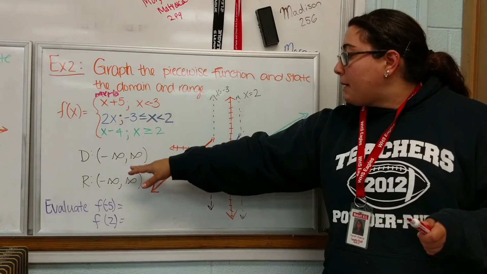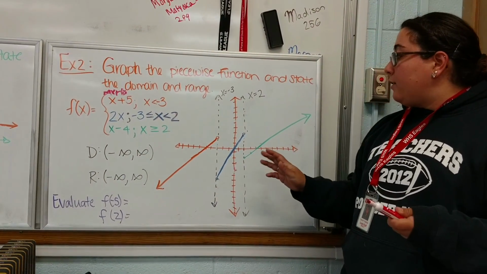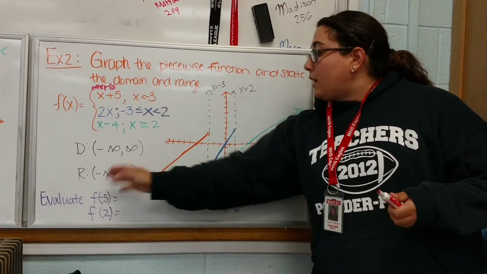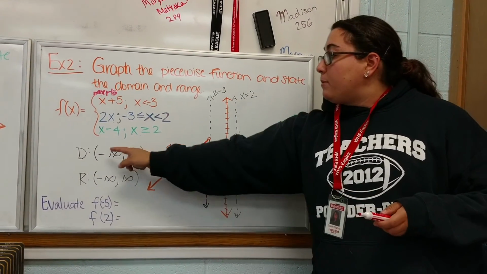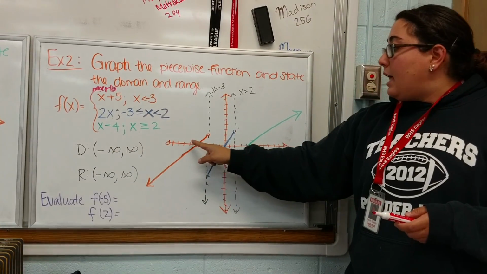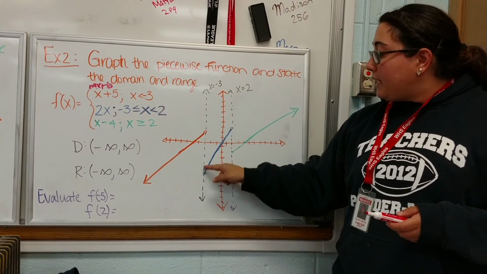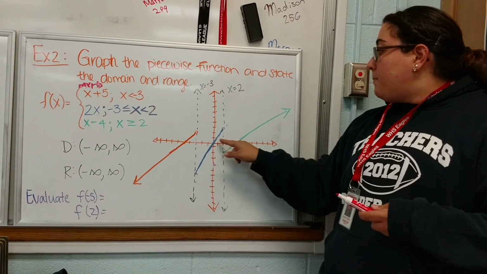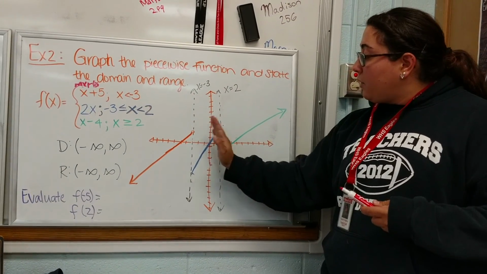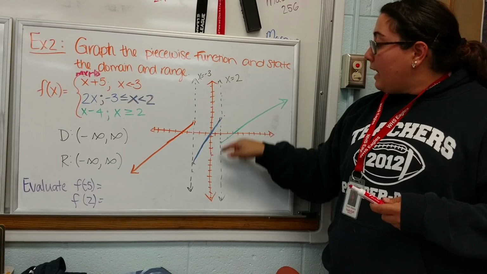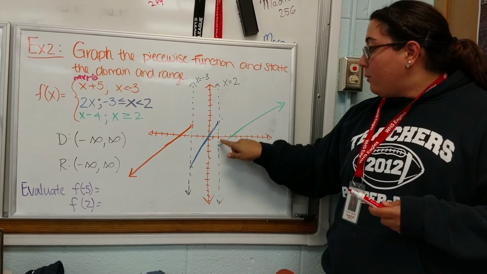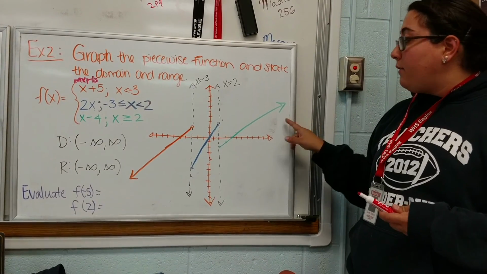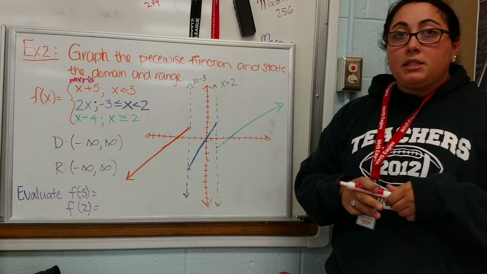So now when I talk about my domain, I'm looking for values that go along my x-axis. So this arrow goes on forever in that direction, so I'm going from negative infinity, and yes, I have a break here, but I still have a value because it's closed in here. And then I continue on throughout these values, and again I have another break, but I have a value at 2, so I keep going until positive infinity, because this graph goes on forever to positive infinity.